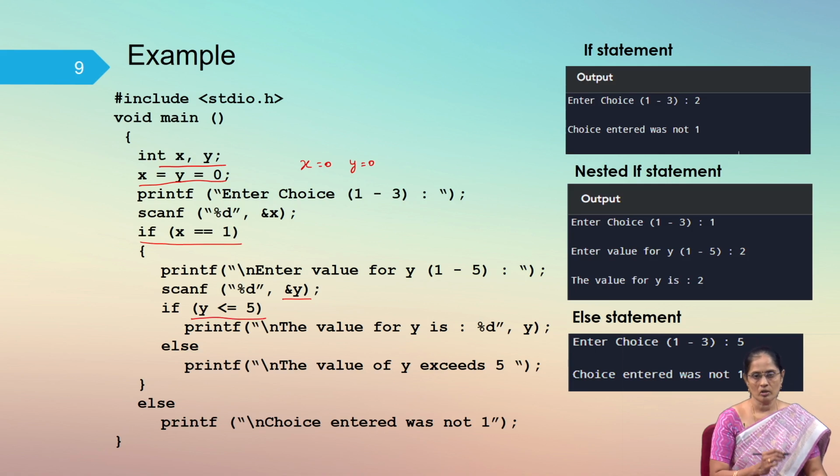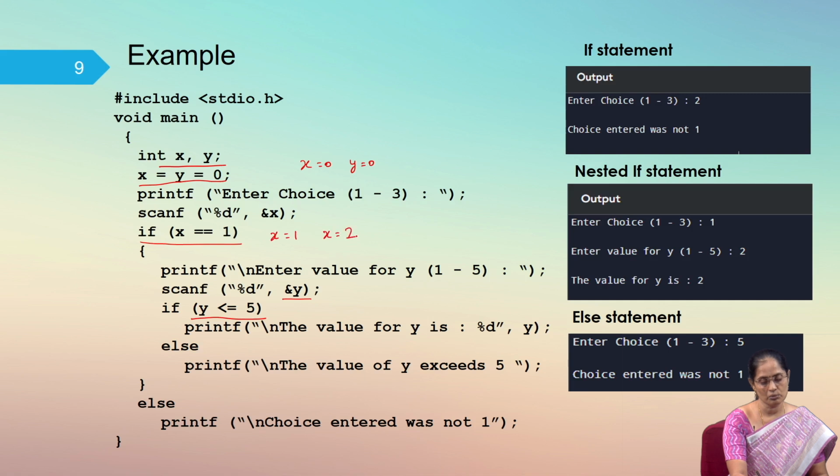If it is lesser than or equal to 5, then we are displaying the value, or else we are just displaying the message as the value of y exceeds 5. Okay. Then what if the condition x equal to 1 fails? It means, what if the user enters the value 2 or 3? This condition becomes true when the x value is 1. What if x value is 2 and what if x value is 3?